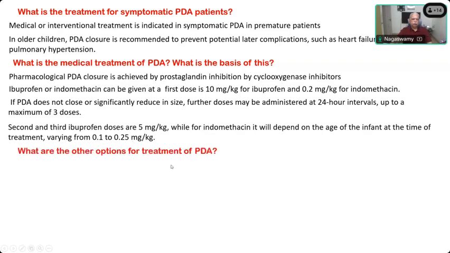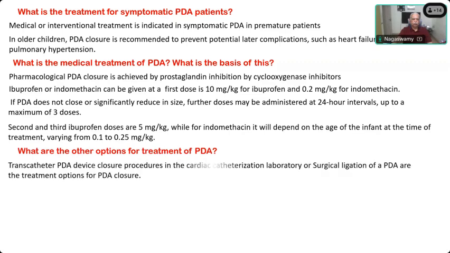What are the other options for treatment? You said about ligation. Anything less invasive than that? Balloon. Nowadays, everything we do transarterially. The majority of the things are passed through that. That is called transcatheter PDA device closure in the cardiac catheterization lab, or surgical ligation of PDA. These are the treatment options for PDA closure.